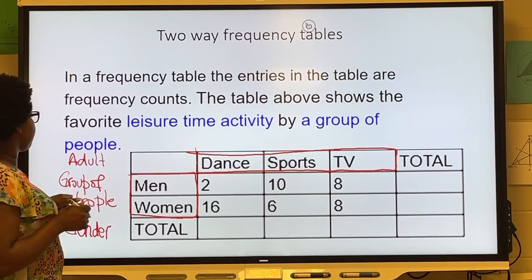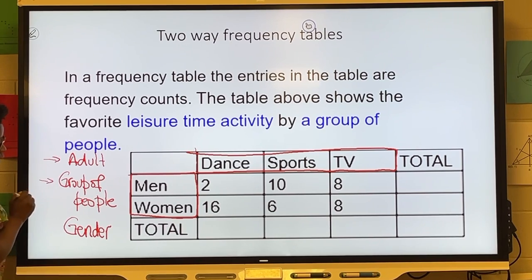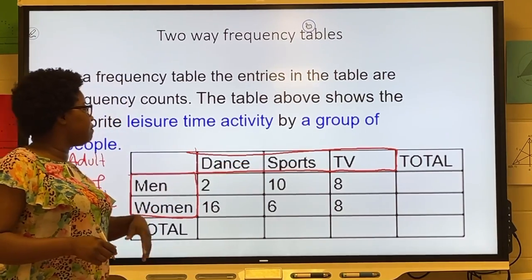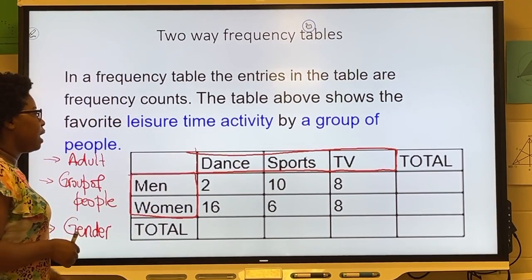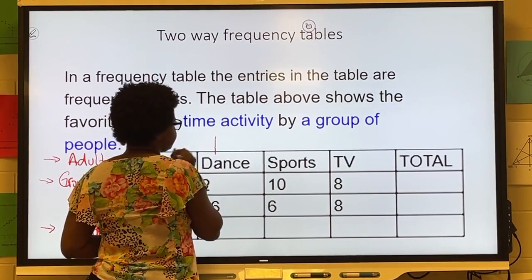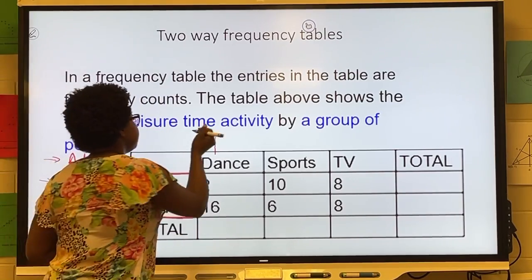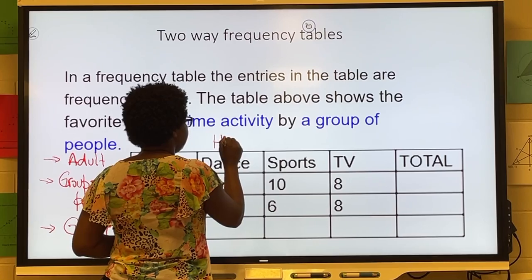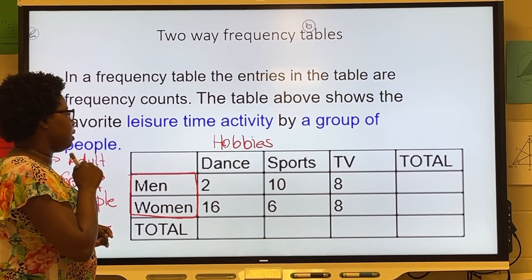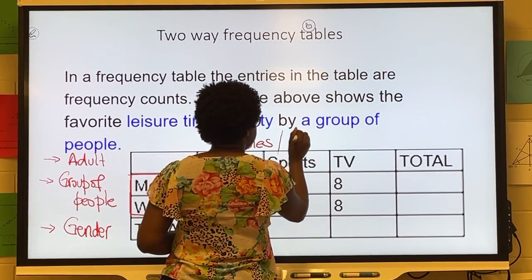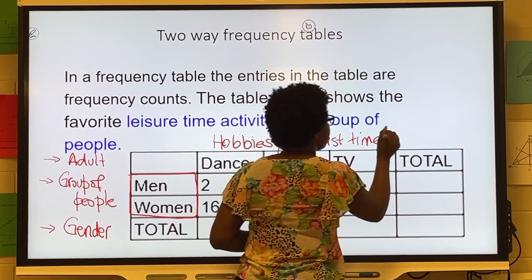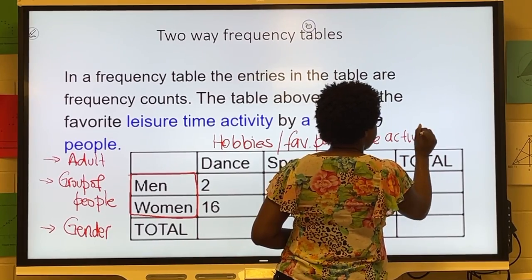So right here, it can be adults and it can be group of people or gender. They want us to call dance, sports, and TV leisure time activity. If you don't want to label it as this, you could consider these hobbies, since you could be watching TV, or you could consider these to be favorite pastime activities. And the list goes on.